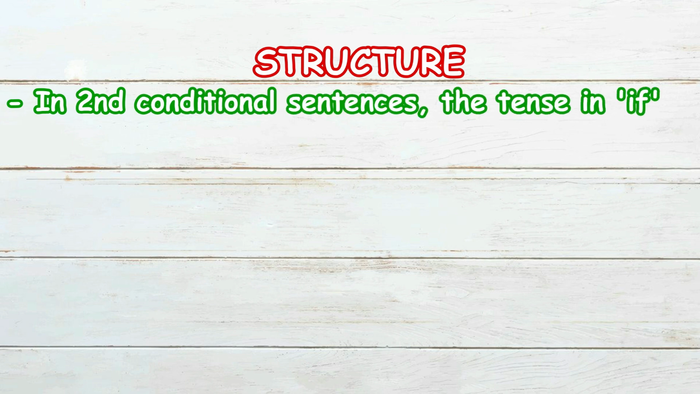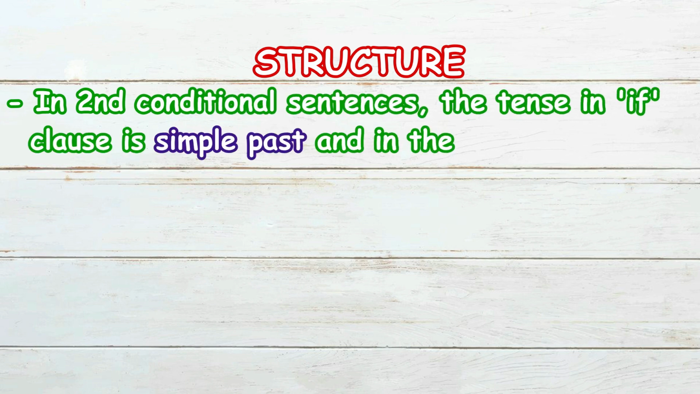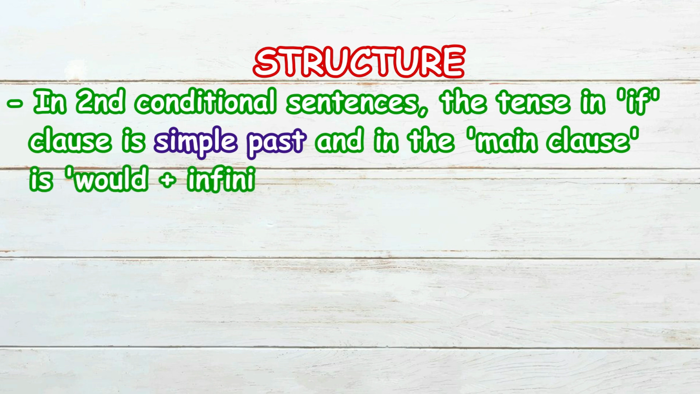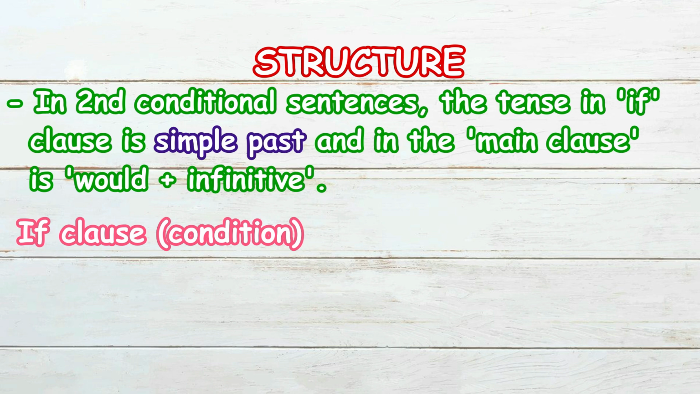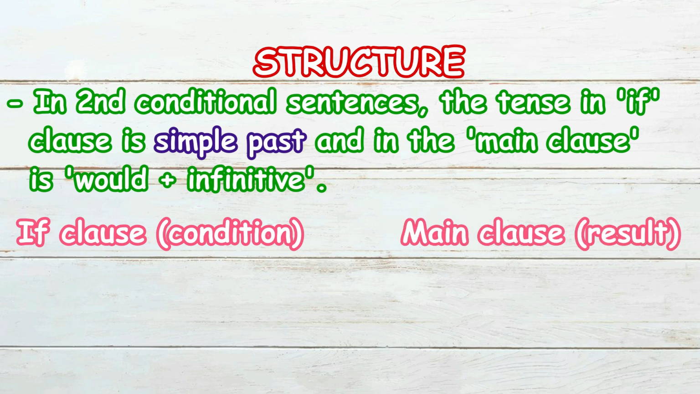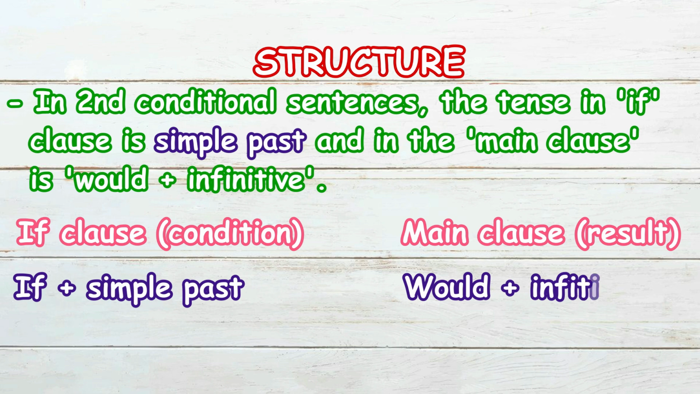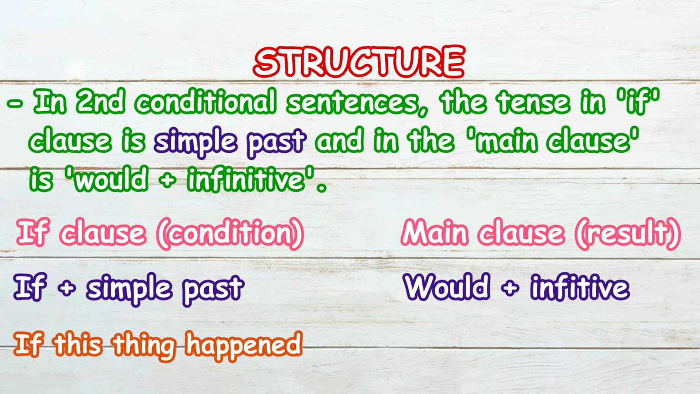Check out the structure. In second conditional sentences, the tense in the if clause is simple past and in the main clause is would plus infinitive. Now the if clause is the condition and the main clause is the result. In the if clause, we'll put if plus simple past, and in the main clause, we'll put would plus infinitive. It means if this thing happened, that thing would happen.